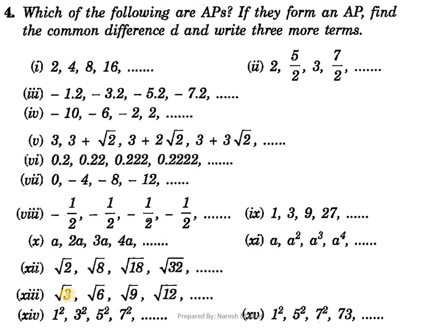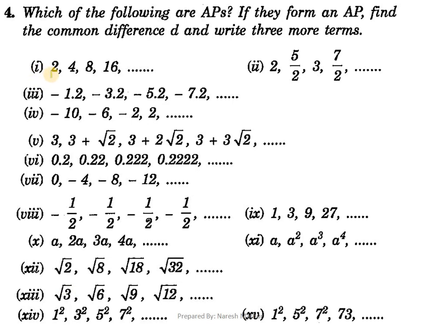The last question of the exercise is given. We have been given some numbers. First we need to check whether they are AP or not. If they are AP, then we need to find the common difference, and we need to write 3 more terms also. So we can check. Let's check one by one.